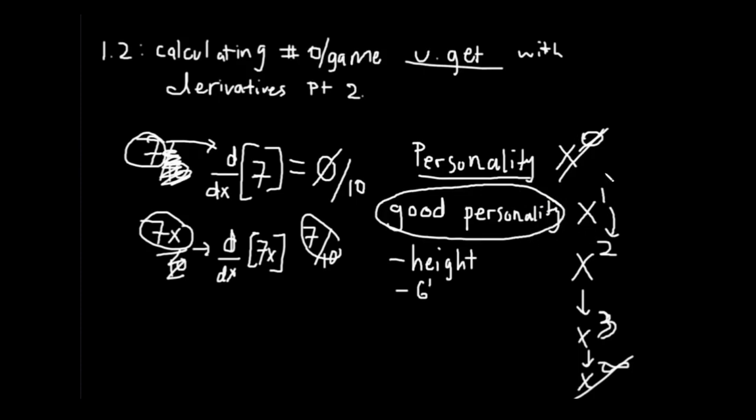If you don't have a good personality, it's automatically x to the 0th. It does not matter. x to the 0th, by the way, is equal to 1, which means that 7 times x to the 0th would just be 7 times 1, which would lead you back to 7 right here. So this person is a 7 out of 10, but they only have personality, they do not have a good personality.